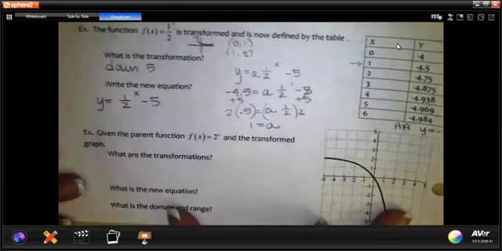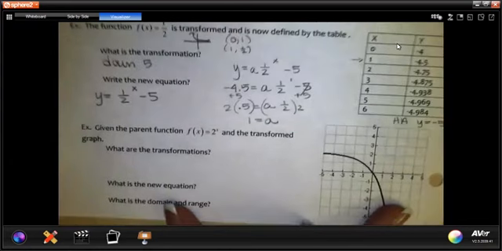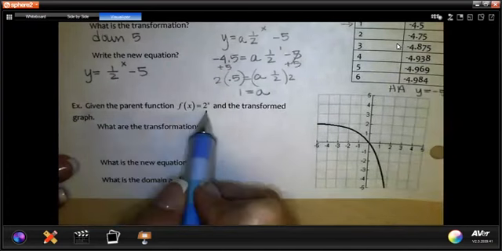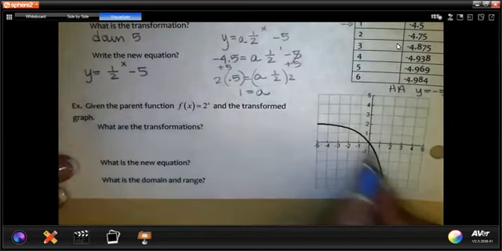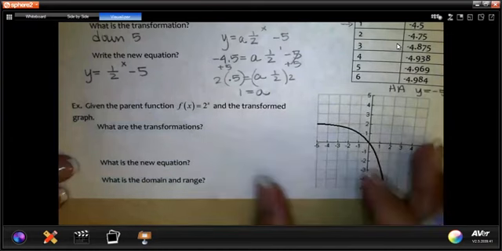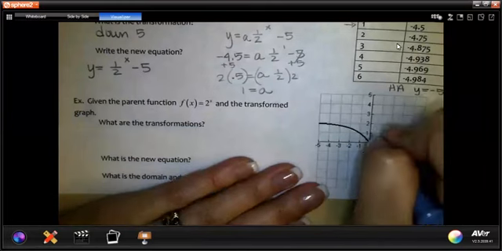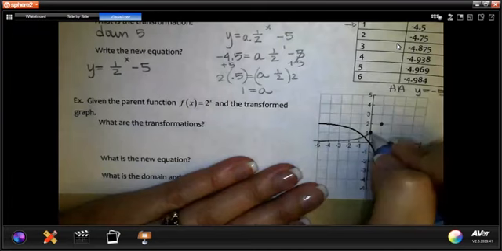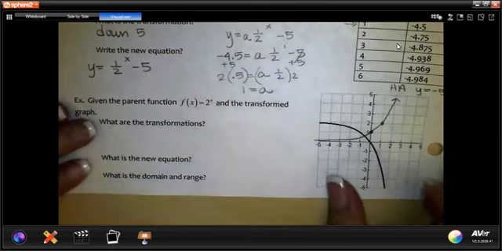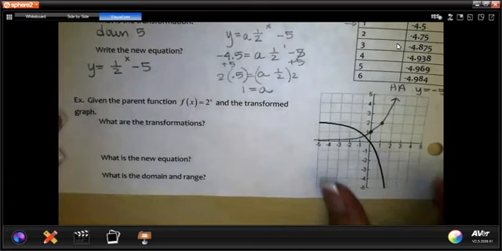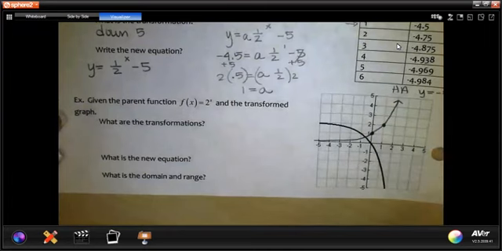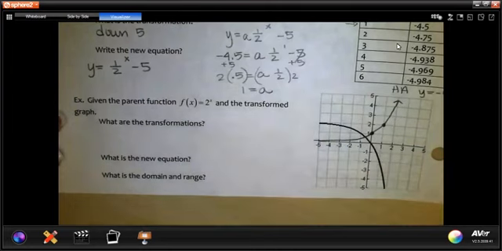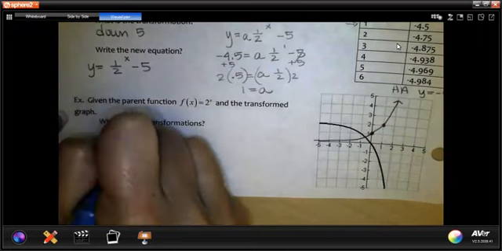All right, this one's a little bit harder because it's talking about a transformed function already, and this one confuses a lot of students. It says, given the parent function y equals 2 to the x and this transformed graph, what are the transformations and what's my new equation? I like to go ahead and graph my parent function there so I can really compare the two. So there is my parent function. One of the most obvious transformations I see there is that there's a reflection. Instead of growing upward, it is going downward here. So I know that there is a reflection across x.